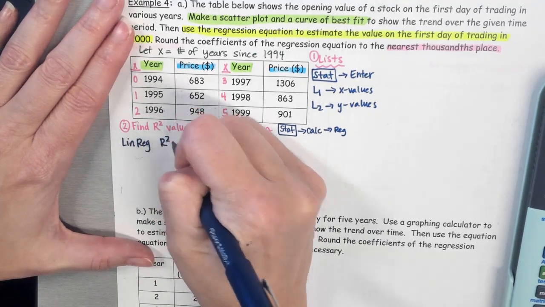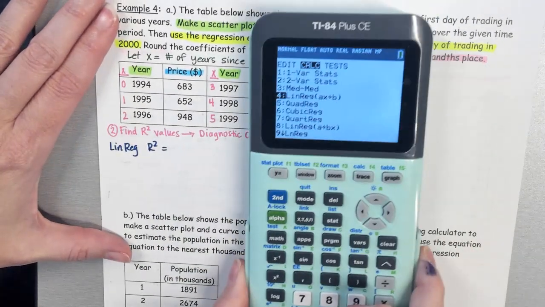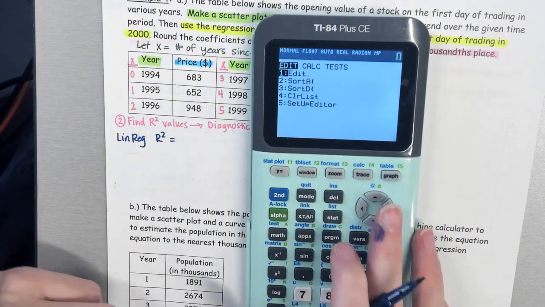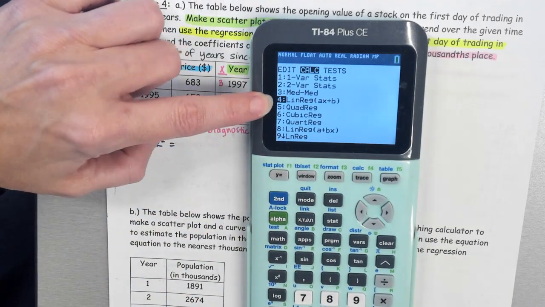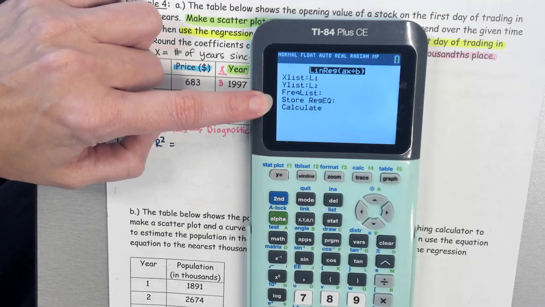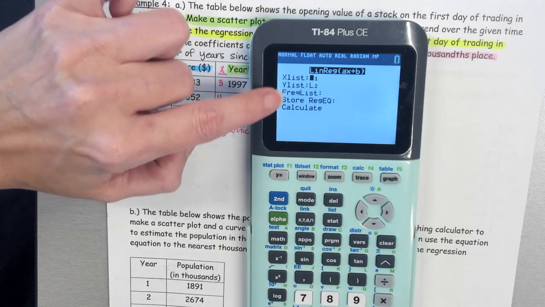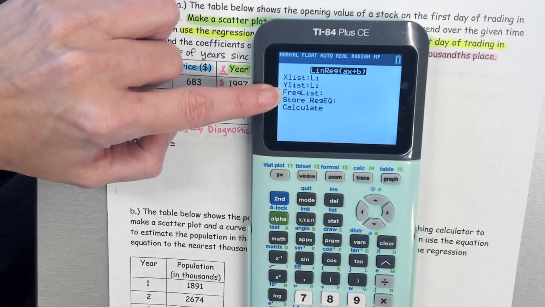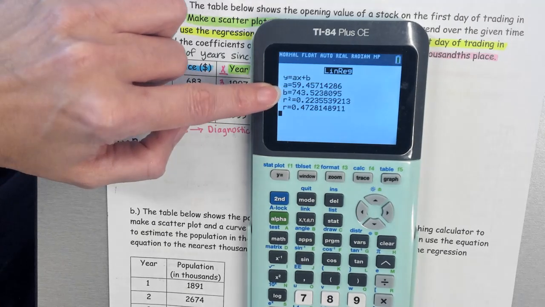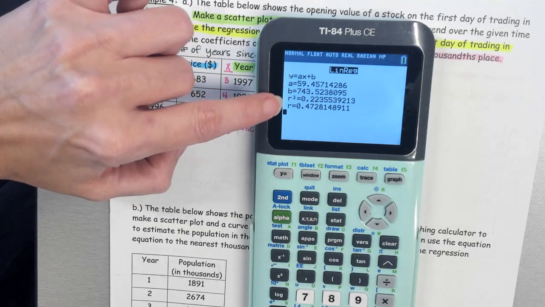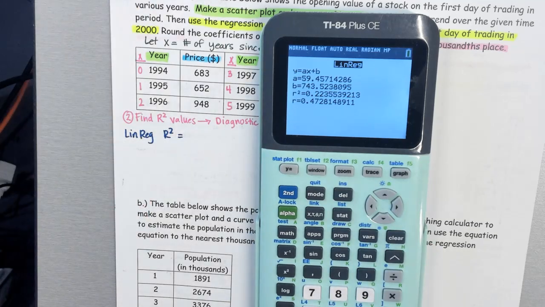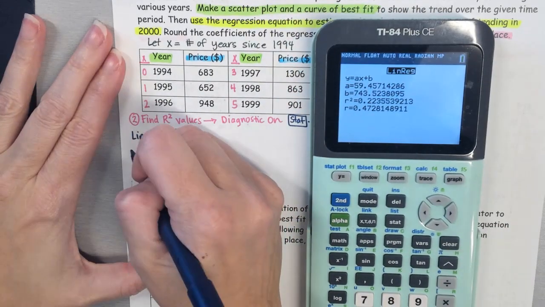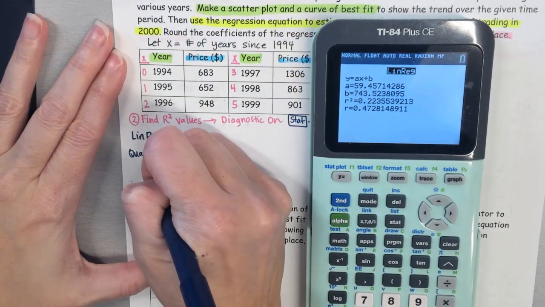And we're going to write what our R squared value is. So we're going to go to stat, arrow over to calc, and then go to number 4. Press enter. Now again, most of you are going to have a screen like this where you just have to press enter, enter, enter. And then once you get here, you should have an R squared value. I want you to write it down and round it to the nearest 1,000.